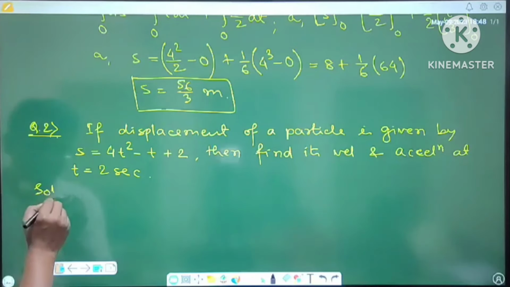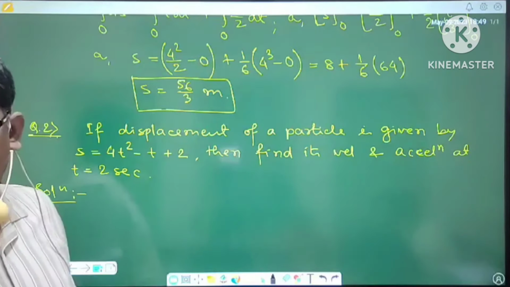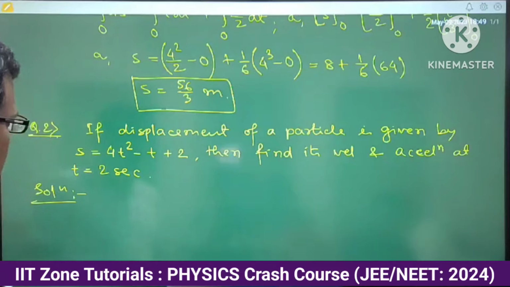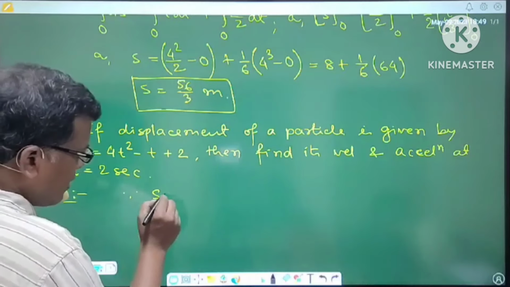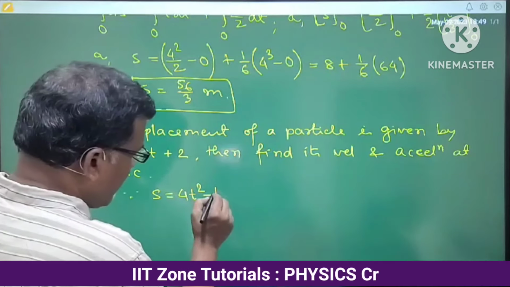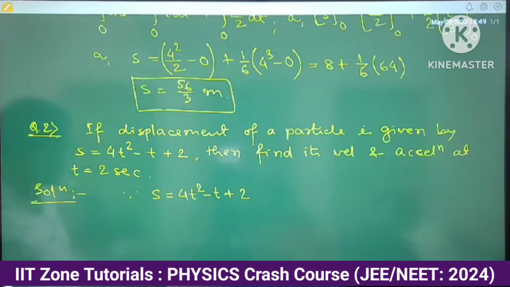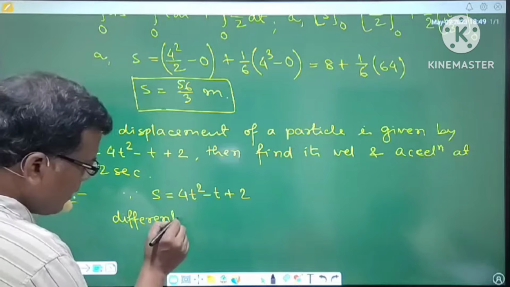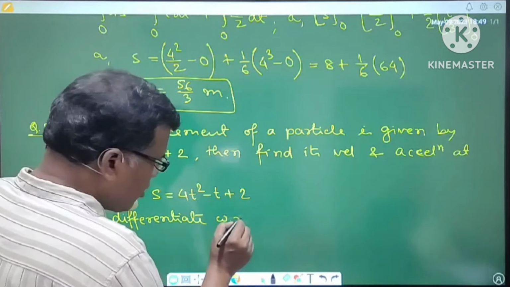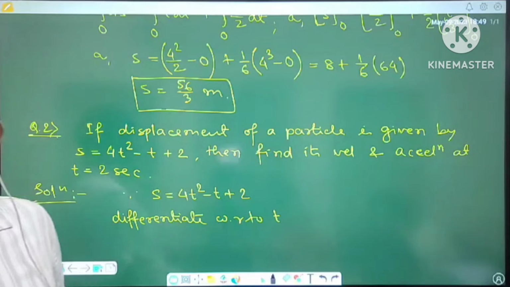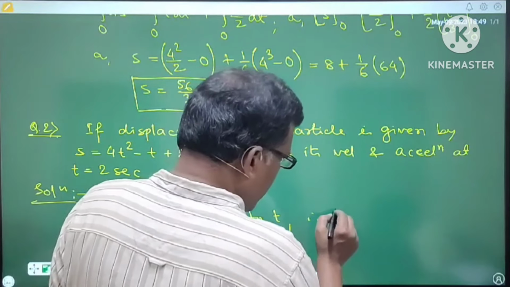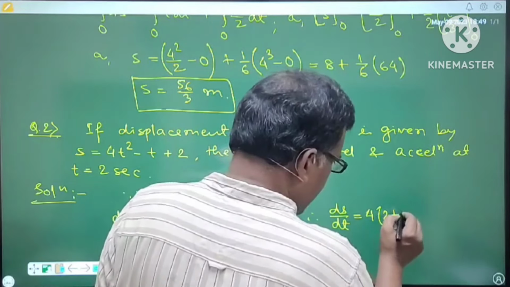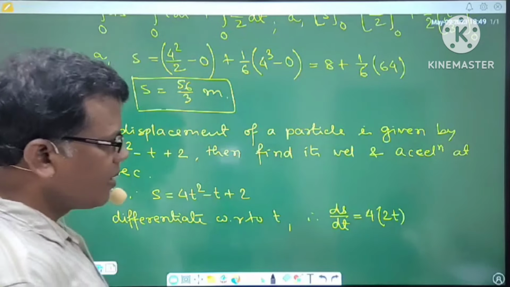So in this case just the reverse application is to be applied. What we have done in the previous one was integration. Here we have to do differentiation. So since s is given as 4t square minus t plus 2, okay, the displacement time relation is given. So now differentiate with respect to t. Differentiate with respect to t. What will we get when we differentiate with respect to t? ds by dt will be equal to 4 into t square differentiation to t.